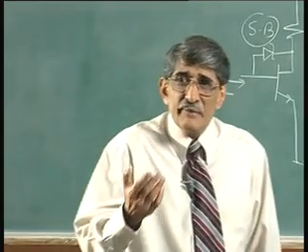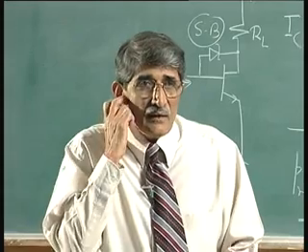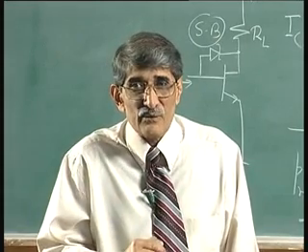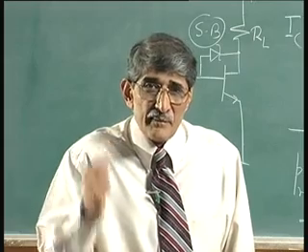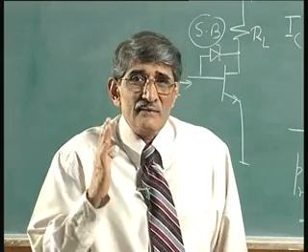If you take a metal semiconductor contact, how is the current transport taking place? You just take a look at that. You take a look at how the current transport is taking place in the case of a P plus N junction. What is the difference, if you see?